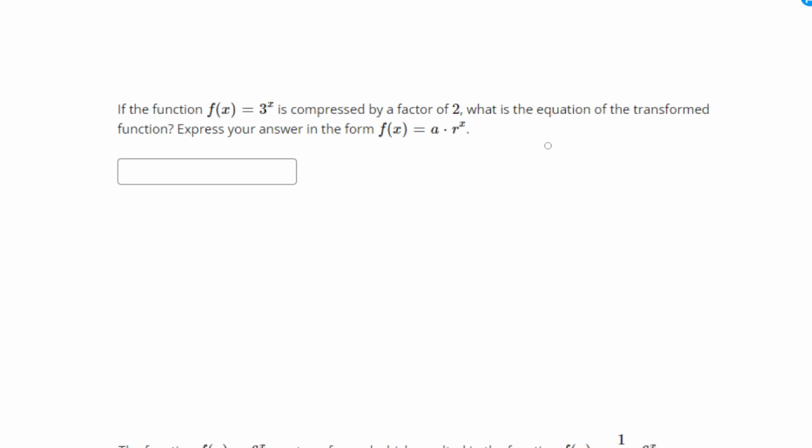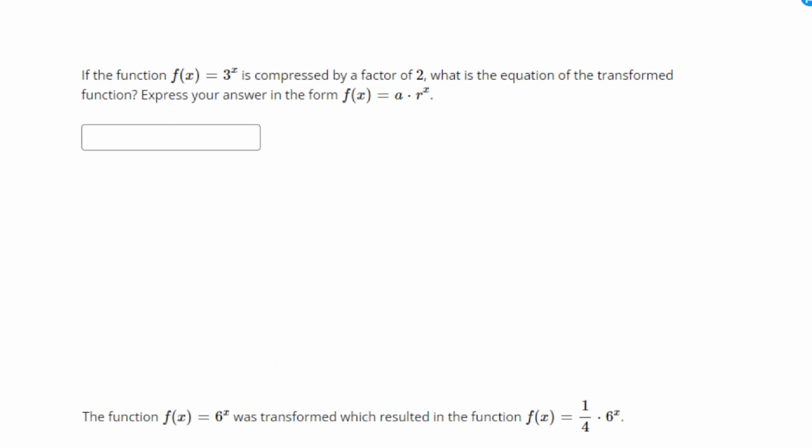Getting into our problems, we have: if the function f of x equals 3 to the x is compressed by a factor of 2, what is the equation of the transformed function? So we're compressing by a factor of 2. Compress gives you the hint that we're going to be doing it by a fraction, 1/2 times 3 to the x. That is your new equation. You want to do f of x equals that.